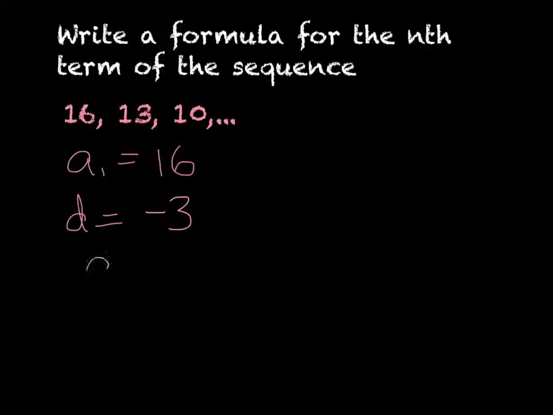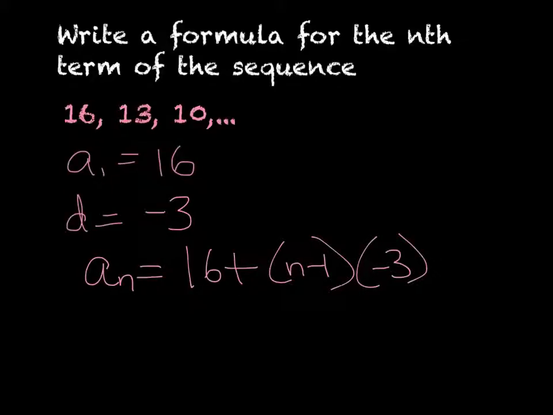So that means we can just write our formula, an equals a1 plus n minus 1 times d, which becomes negative 3n plus 19.